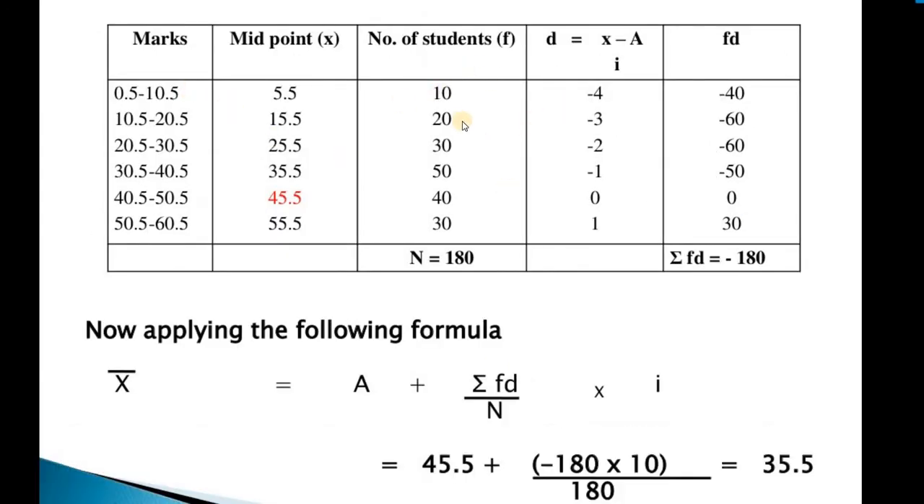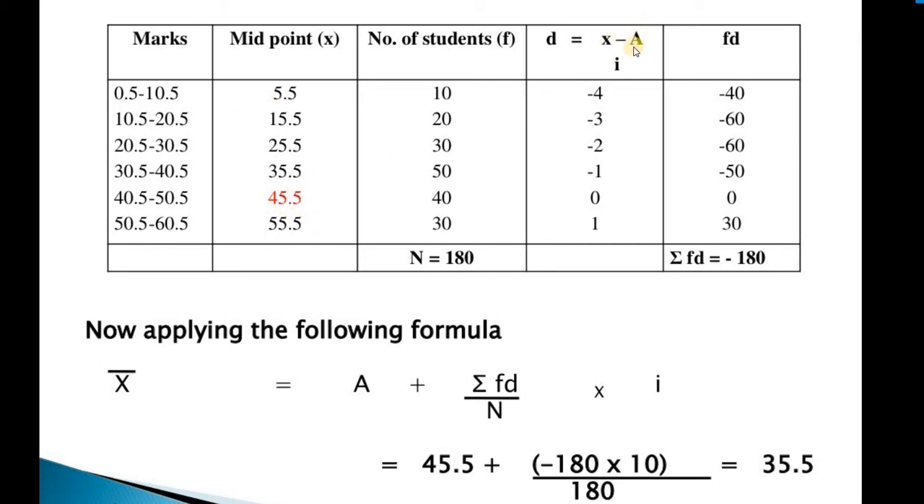Then the next step: we need to take one midpoint as the assumed mean. For finding the deviation, we take one value as the assumed mean. Here we take 45.5 as the assumed mean. Then the next step is x minus a. We know these are the x values. 5.5 minus 45.5, then the answer will be minus 40.